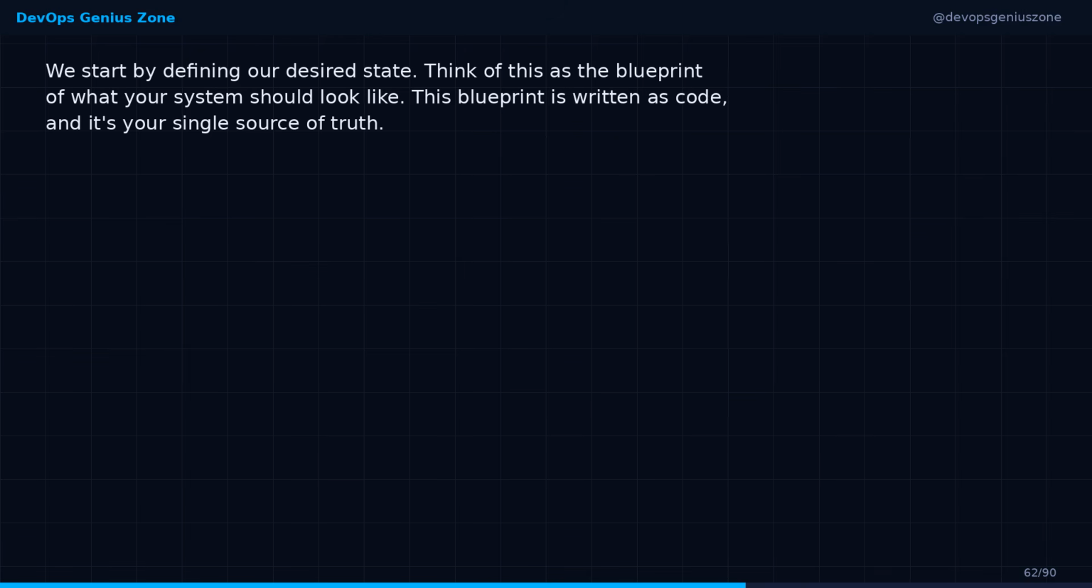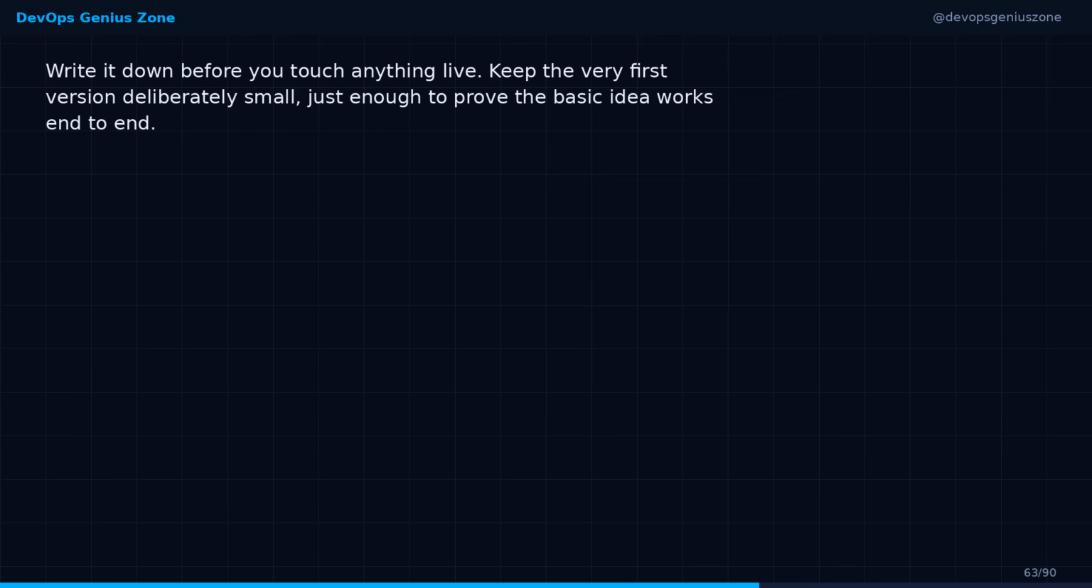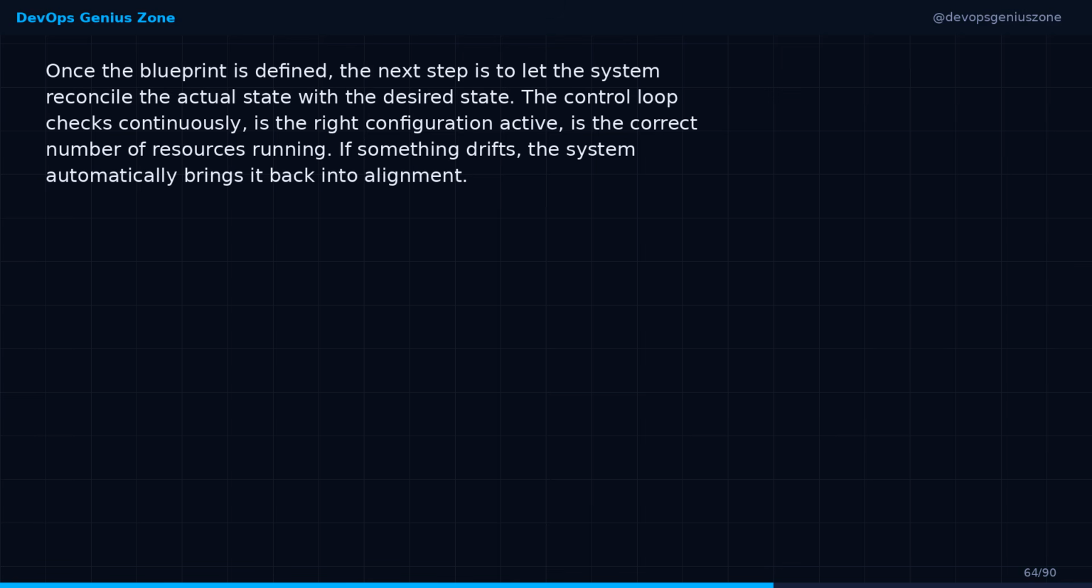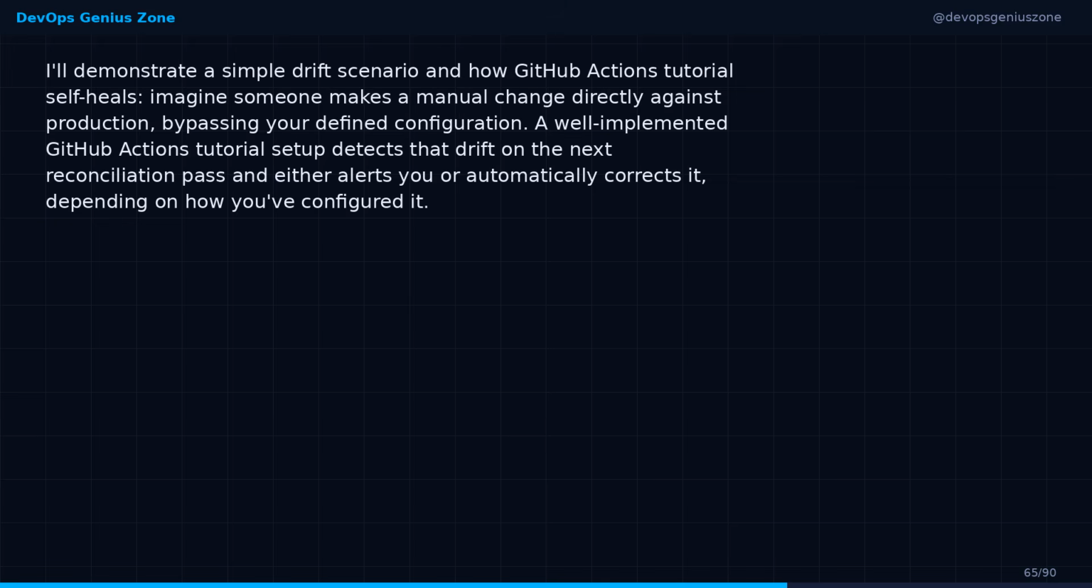Once the blueprint is defined, the next step is to let the system reconcile the actual state with the desired state. The control loop checks continuously: is the right configuration active, is the correct number of resources running. If something drifts, the system automatically brings it back into alignment. I'll demonstrate a simple drift scenario and how GitHub Actions tutorial self-heals. Imagine someone makes a manual change directly against production, bypassing your defined configuration. A well-implemented GitHub Actions tutorial setup detects the drift on the next reconciliation pass and either alerts you or automatically corrects it, depending on how you've configured it.